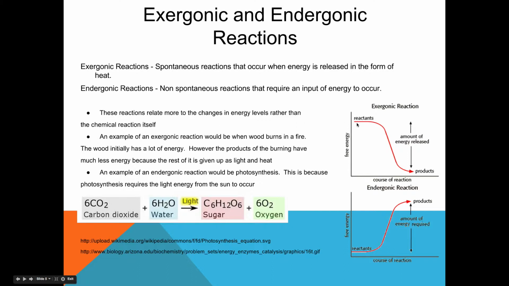An example of an exergonic reaction would be when wood burns in a fire. The wood initially has a lot of energy. However, the products of the burning have much less energy because the energy is being given up as light and heat. An example of an endergonic reaction would be photosynthesis. This is because photosynthesis requires the light energy from the sun to occur.